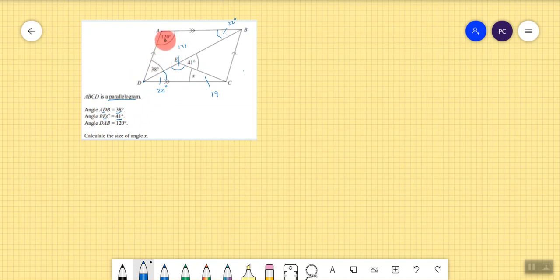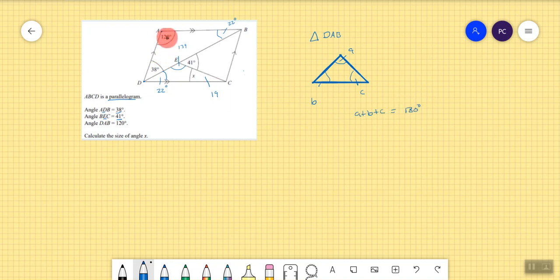The first thing you can do is look up here at this piece, so ADB. Actually, we can call it the triangle DAB, so that's this triangle here. Now, when we have a triangle, all the angles in the triangle have to add up to 180 degrees. For example, I can call this angle A, this B, and this C. So A plus B plus C have to add up to 180 degrees.